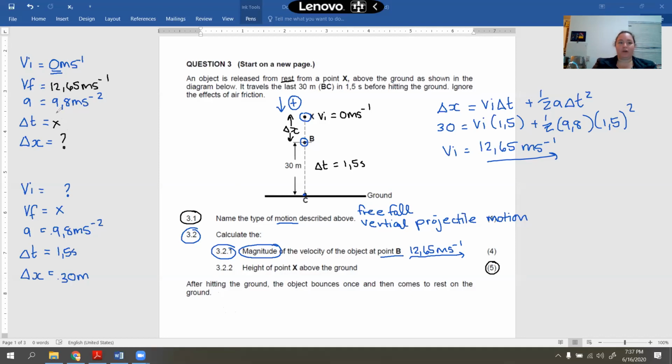So over here, the equation that we've got is the one without t. So we're going to say vf squared is vi squared plus 2a delta x. Final velocity is going to be 12.65 squared. My initial is going to be 0 squared plus 2 times 9.8 times delta x.